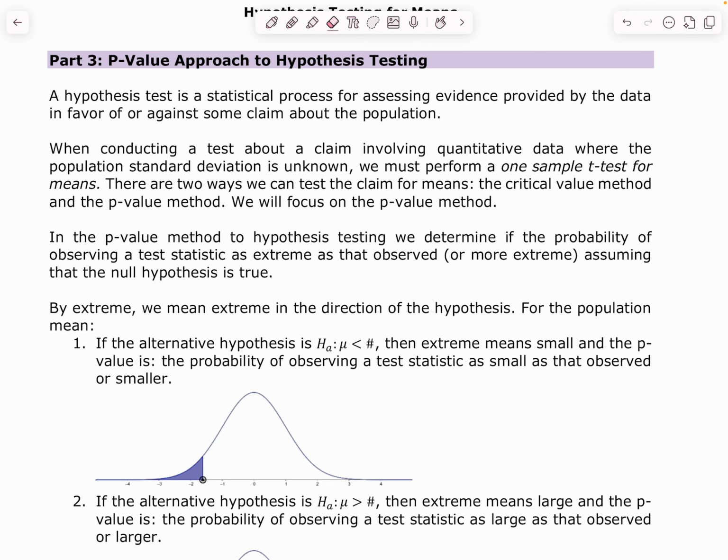For means, we are conducting a test about a claim involving quantitative data. And the population standard deviation is unknown. When we have both of those things, quantitative data, and we don't know the population standard deviation, we will be performing a one sample t-test for means. There are two ways we can test this, the critical value method and the p-value method. We will be focusing on the p-value method.